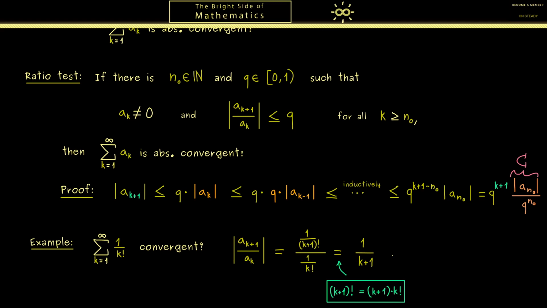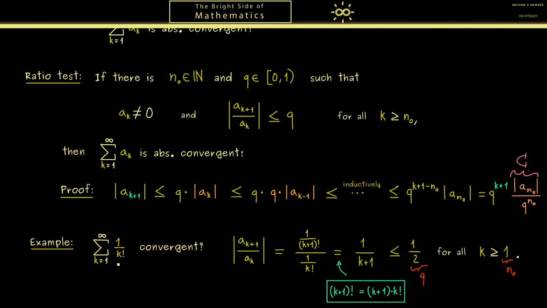Therefore we immediately see this is always less or equal than 1/2. Hence this 1/2 is our q and n0 we can choose as 1. Of course, if you would choose a larger n0, you could choose a smaller q. However, this is not important. The important thing is that you can choose q less than 1. And of course, 1/2 is a good choice here. Okay, and there you see, we are already finished.